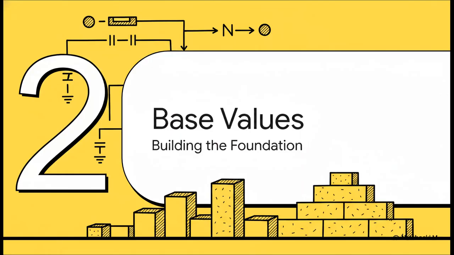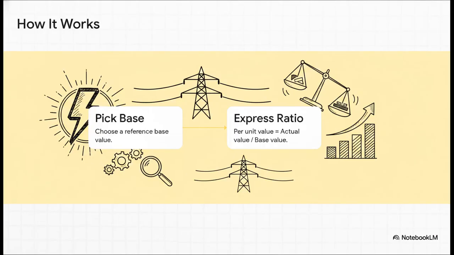Let's move to Section 2, establishing the base values, building the foundation. The entire system hinges on a very simple two-step process. First, you just pick a reference point, your base value. Second, you calculate your per unit value by taking your actual real-world value and dividing it by that reference base you just picked. And that's it. It is literally just a simple ratio.